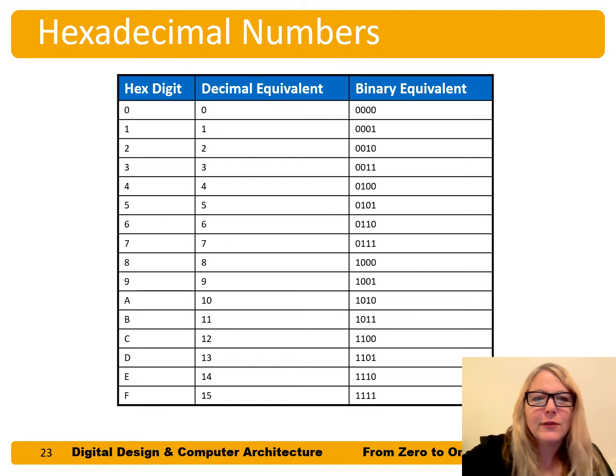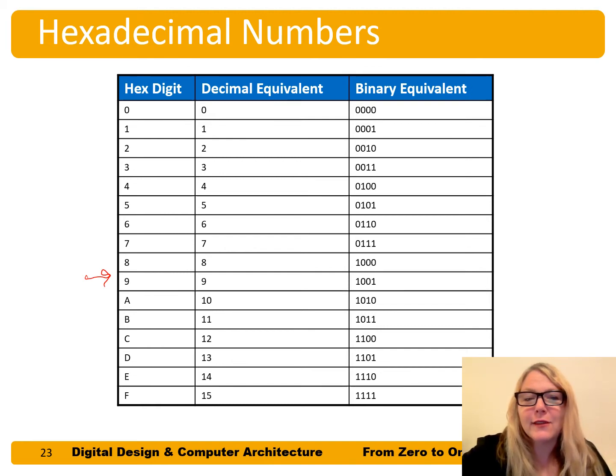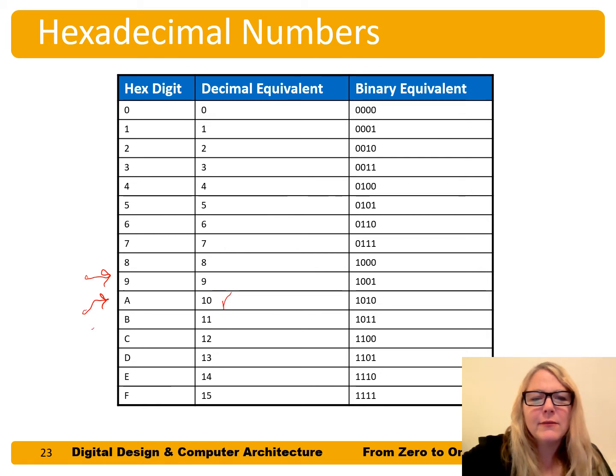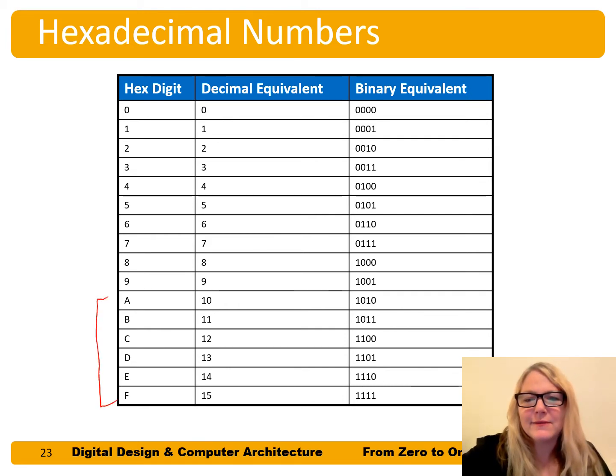And we notice that once we get to 9, 0 through 9, we can just use decimal numbers to indicate those values. But after that, we start going into 2 digits in our decimal numbers, so 10, and we really want 1 digit to represent that value. And so after 9, we start with A, so A is equivalent to 10, B is equivalent to 11, C is equivalent to 12, and so forth until we get to F. So now after 9, we have A through F for our hex digits.